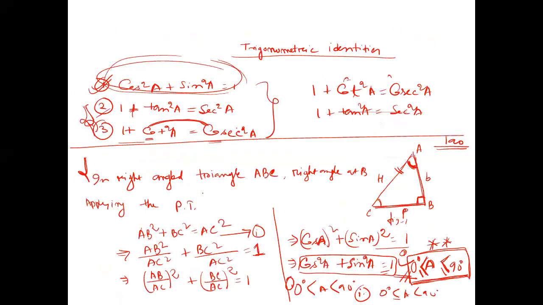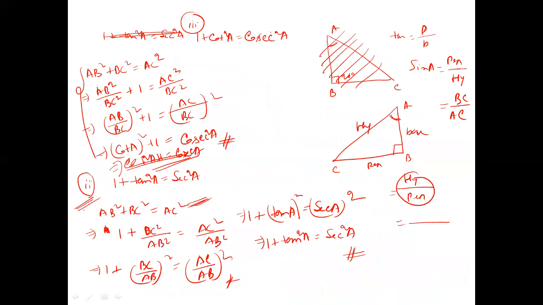Now see, just remember it. For obtaining the first trigonometric ratio, you have to divide both the left hand side and right hand side by AC square. For obtaining the second trigonometric ratio, you have to divide both the left hand side and right hand side by AB square. And for obtaining the third trigonometric ratio, you have to divide both the left hand side and right hand side by BC square. Clear? Okay. Now we are going to discuss how we apply the trigonometric identities for solving the problems.